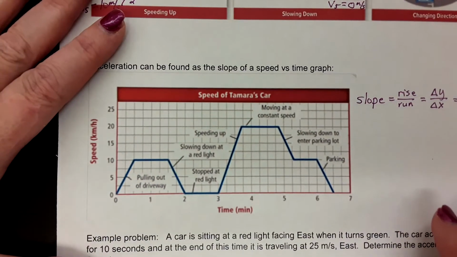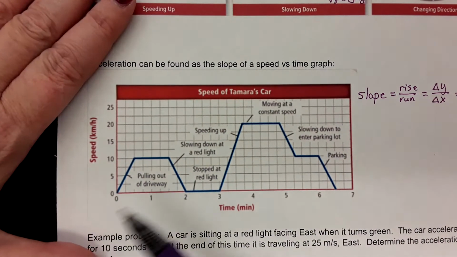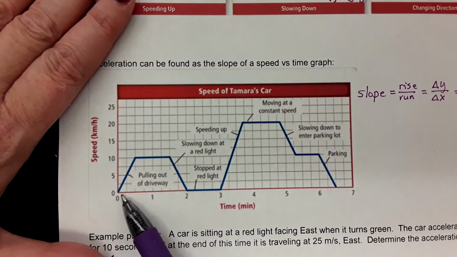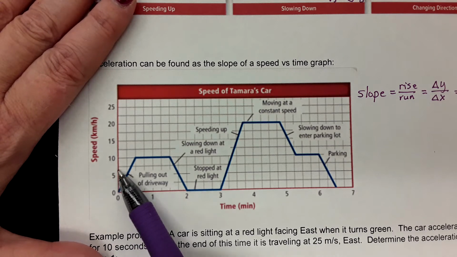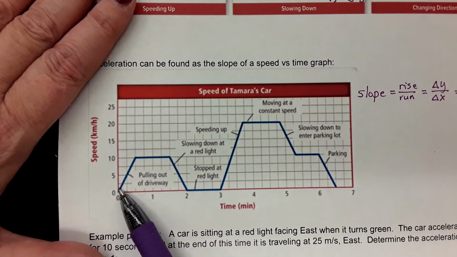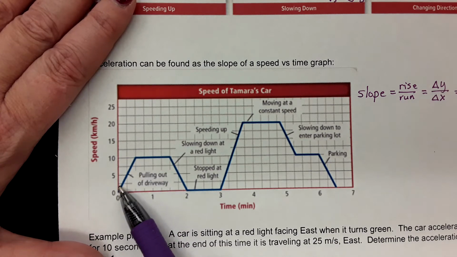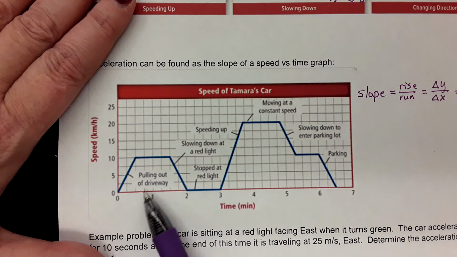All right, so let's take a look at this. Notice we have a lot of things going on. I think this is a student's trip somewhere. She started at home, okay? And she increased speed to 10 in this time period, half a second. Says she's pulling out of her driveway. So she increases speed. That means she's accelerating. And whatever the value of this slope is, that's her acceleration increment.